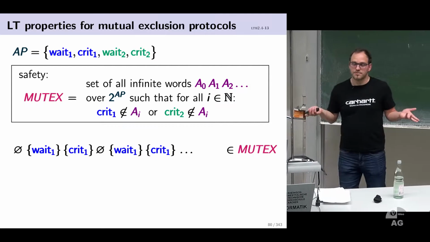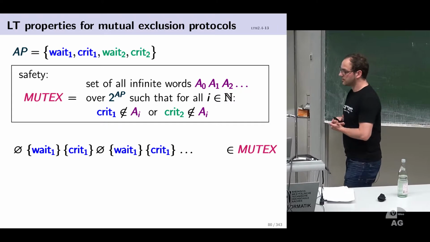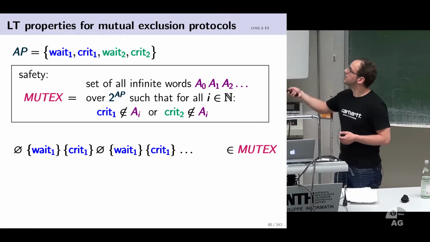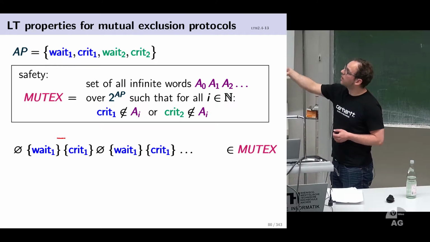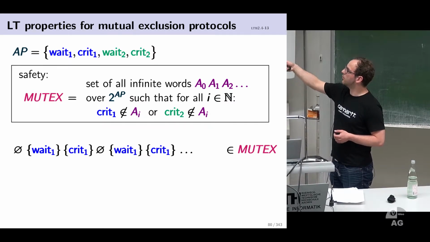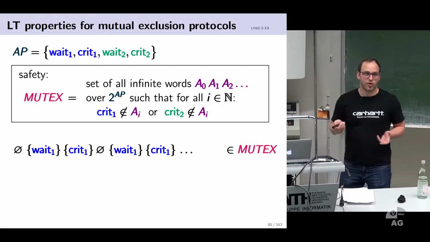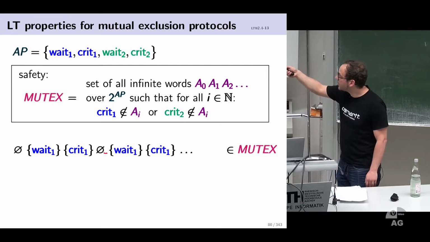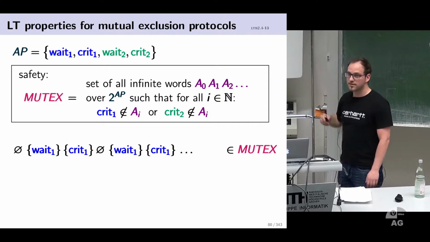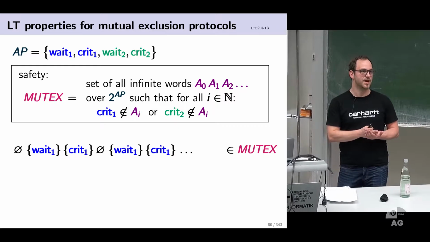Okay, so let's look at some example infinite words and whether or not they are actually contained in the linear time property. Let's look at this one. It starts with an empty set, then has wait 1, only wait 1, only crit 1, empty set, wait 1, crit 1, and so on, continuing that infinitely often. And the point is that it is contained in our property. Why? Because if we look at every element along this word, at no point will we have crit 1 and crit 2 in one set together.